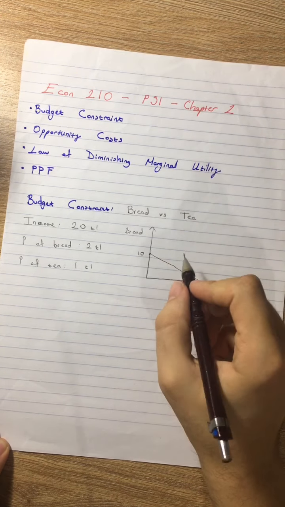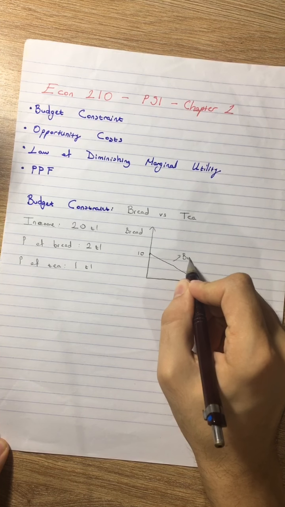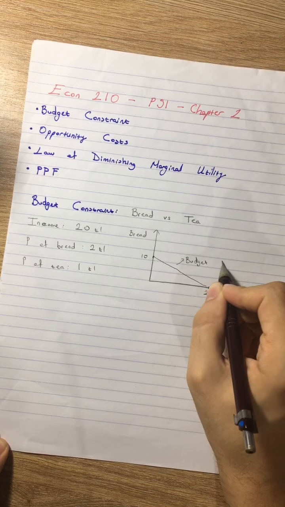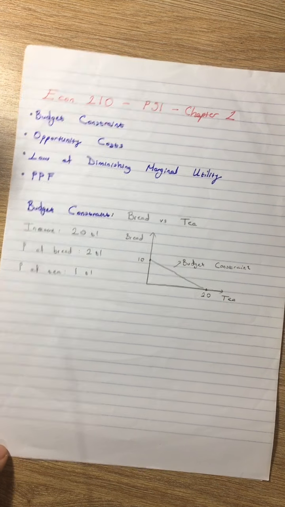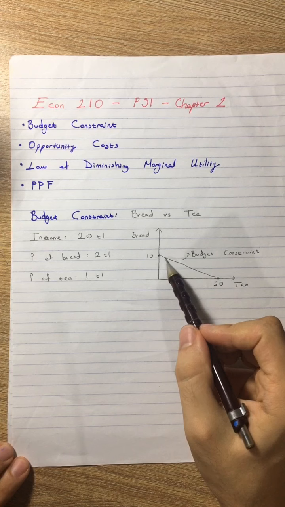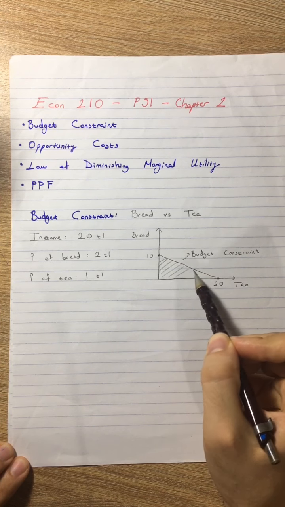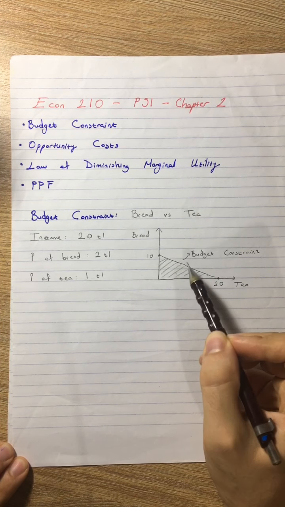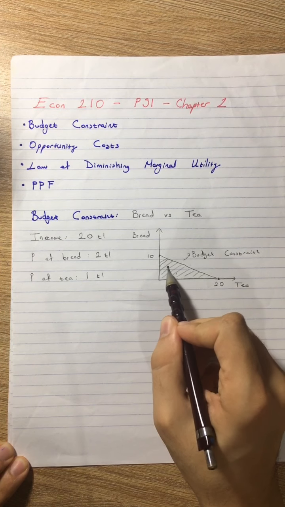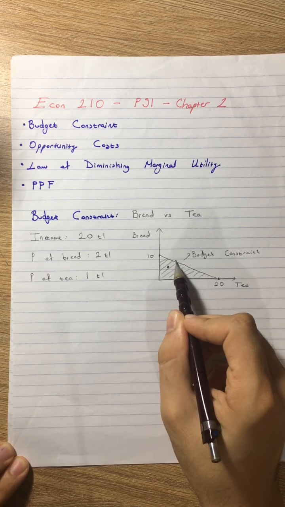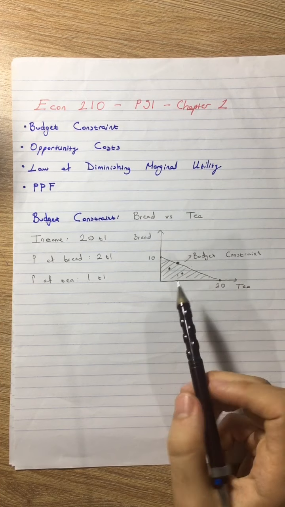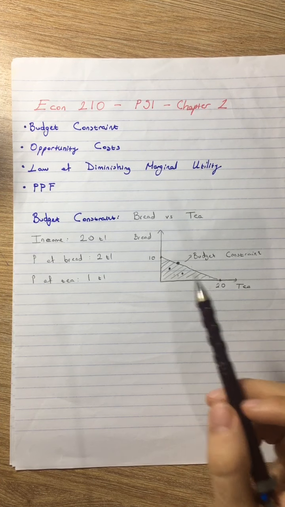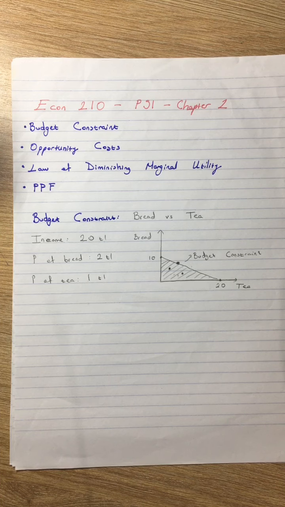This is your budget constraint, and it shows all the allocations that you can buy with your monthly income. So you can buy all allocations in this area and on this line. You can buy an allocation on this dot, or on this dot. But remember, if you buy any allocation inside this area, that means you're not using all of your income, you're saving some.